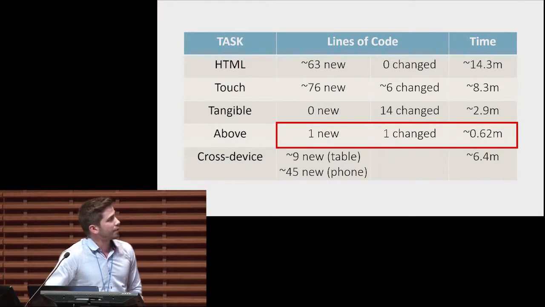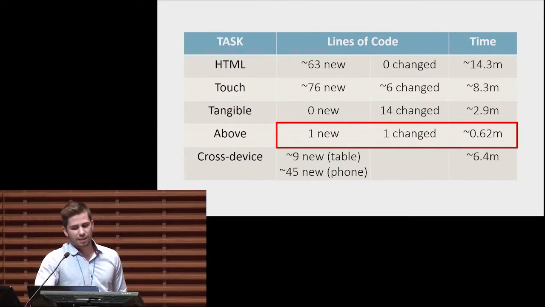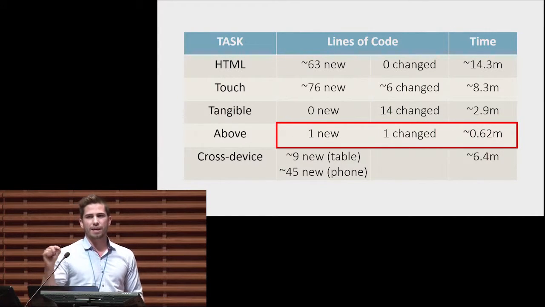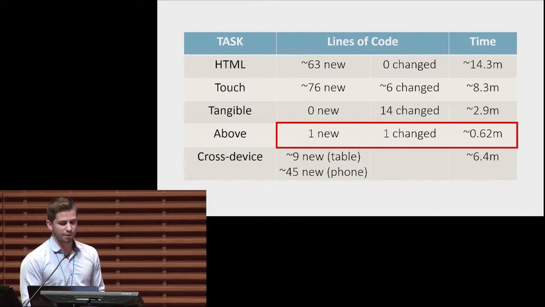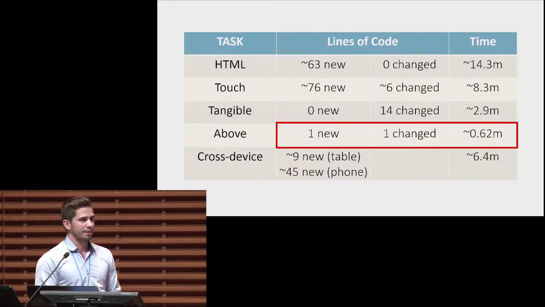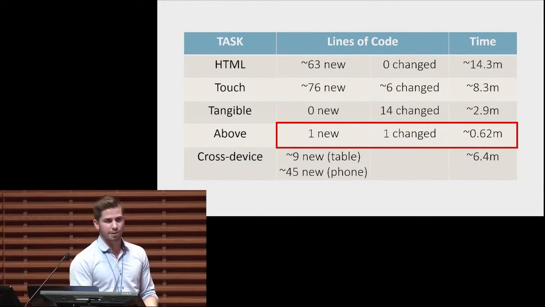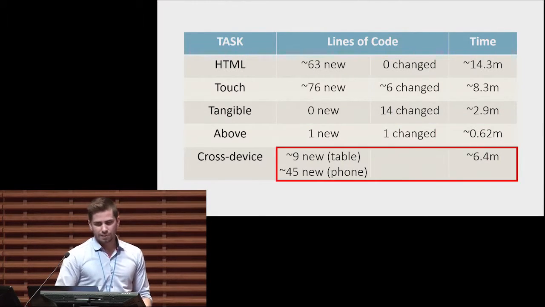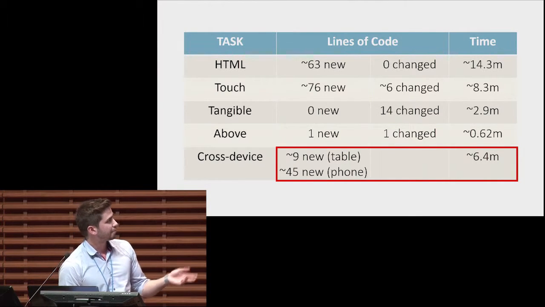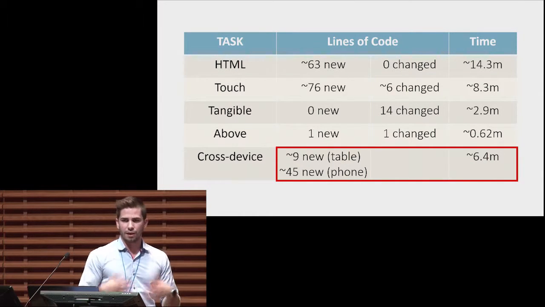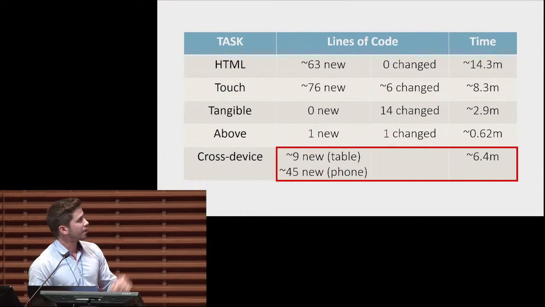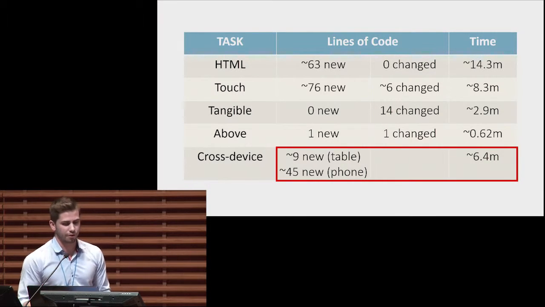The one we like the most is this one, where actually users changed the painting action to above the surface. And this was as simple as adding that init tracking above the table line and just changing the event to object hovering. And so it's a statement of the effectiveness of the API, since that little change actually completely transformed the interaction modality. So finally, for the cross-device, of course, users had to add new lines of code to the phone to create a whole new page. But all users changed, on average, just 9 lines of code on the table, which only related to the communication.